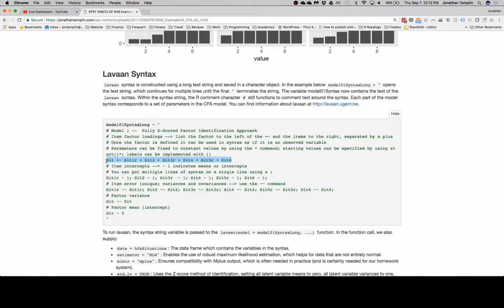Finally, the last terms are for the factor itself, right? So sit was our name of the factor. It doesn't exist in our data set. All the other terms on the right-hand side here have to exist in our data set or it blows up, gives an error. Once you define sit in this set of syntax, once you define this word for the factor, you use it just like any other variable in the syntax overall, right? So that means sit double tilde sit means estimate its variance. Sit single tilde 0 means set its mean or set its intercept to 0. We'll talk about why we're doing that in just a moment.